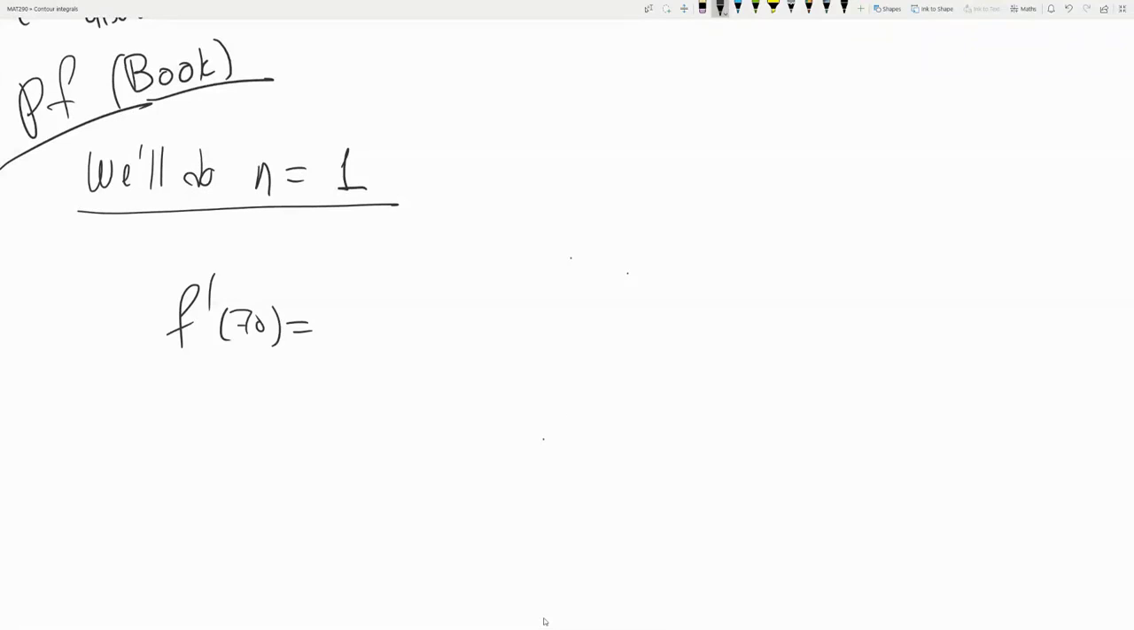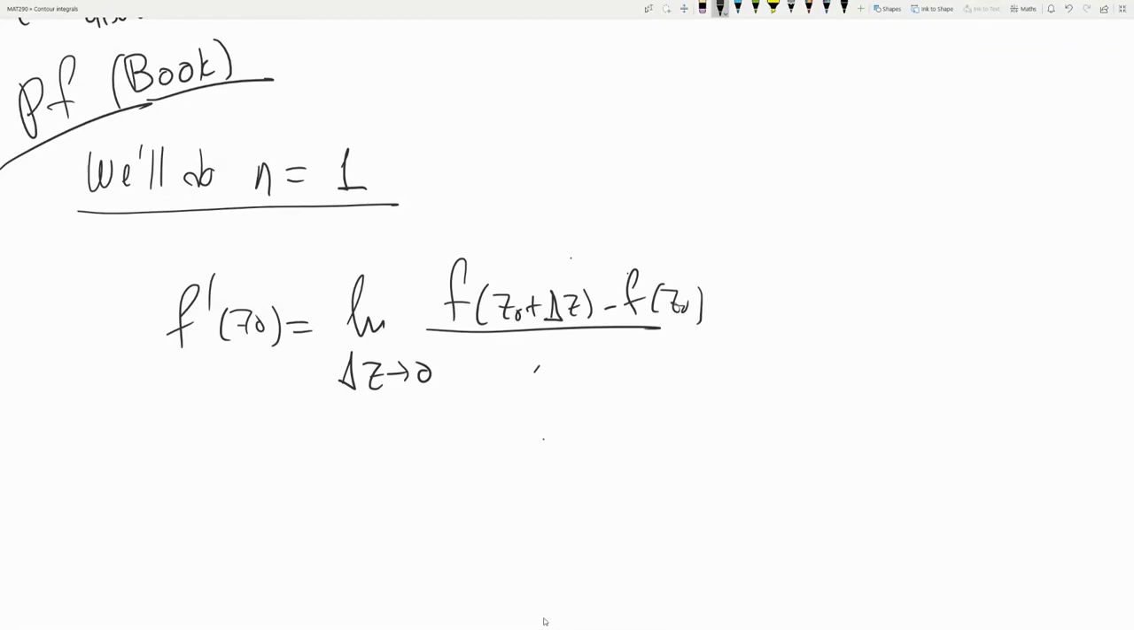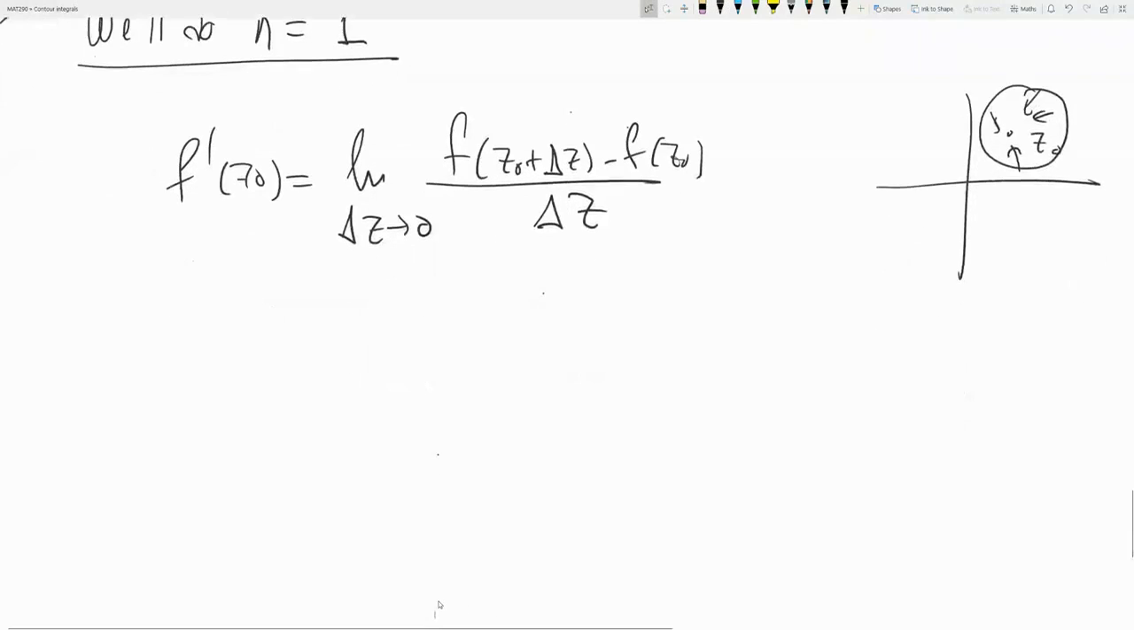Okay. So we talked about this. You have delta z equal to 0. This is the C differentiable definition, right? That's how we defined it. So you have z naught, and you can come from any direction.